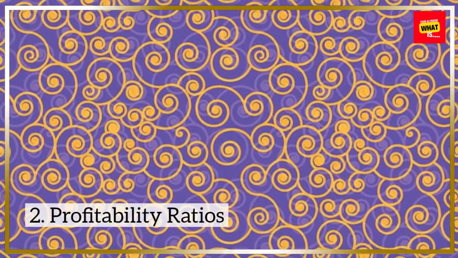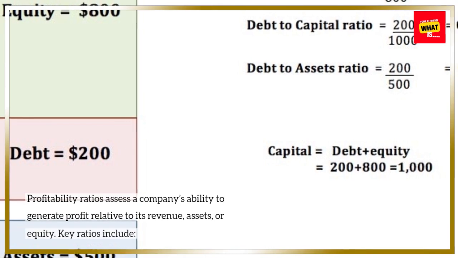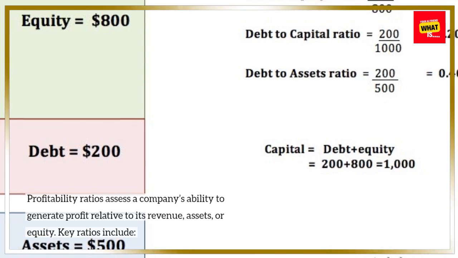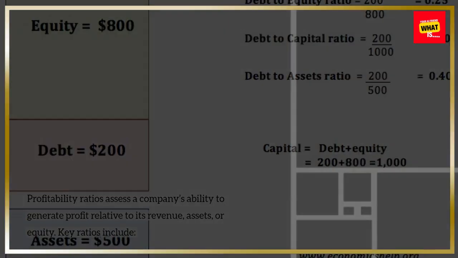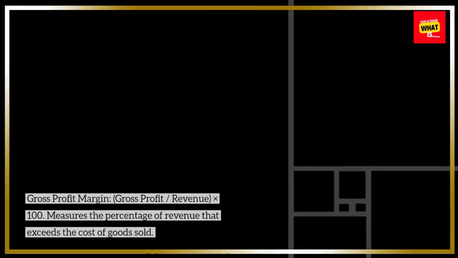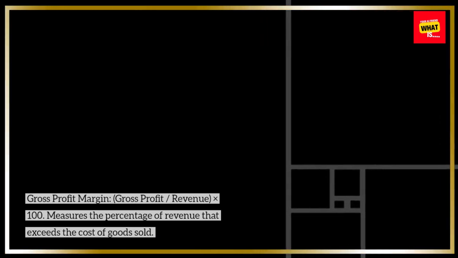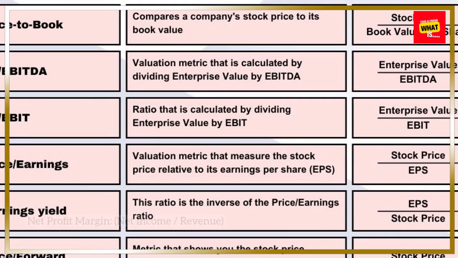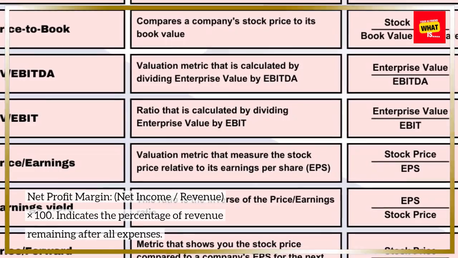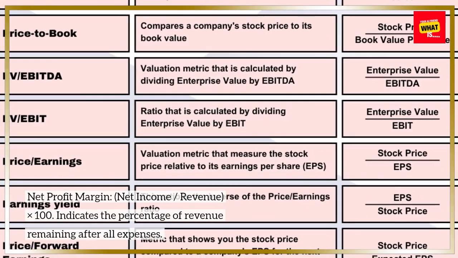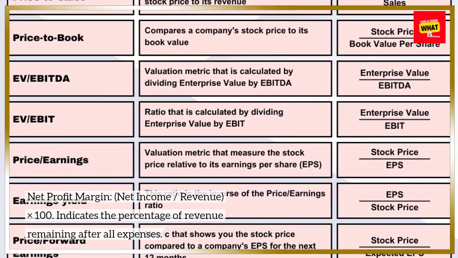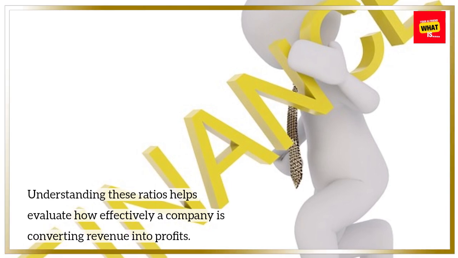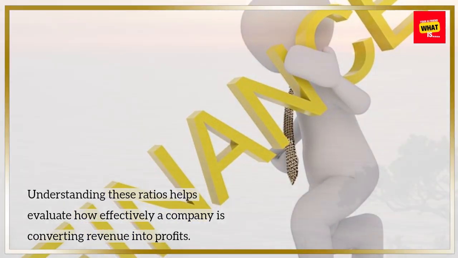2. Profitability ratios. Profitability ratios assess a company's ability to generate profit relative to its revenue, assets, or equity. Key ratios include gross profit margin: gross profit divided by revenue, times 100. Measures the percentage of revenue that exceeds the cost of goods sold. Net profit margin: net income divided by revenue, times 100. Indicates the percentage of revenue remaining after all expenses. Understanding these ratios helps evaluate how effectively a company is converting revenue into profits.